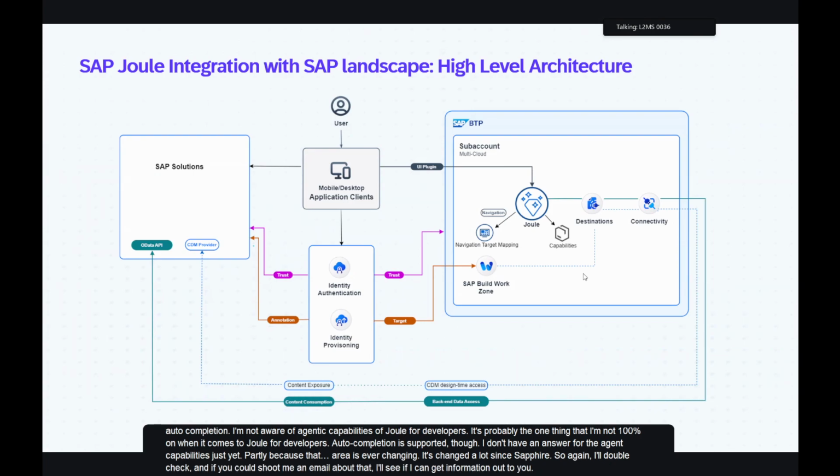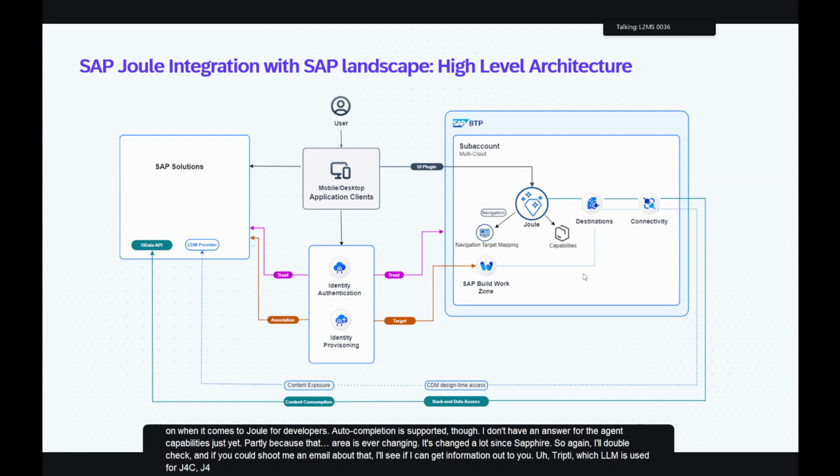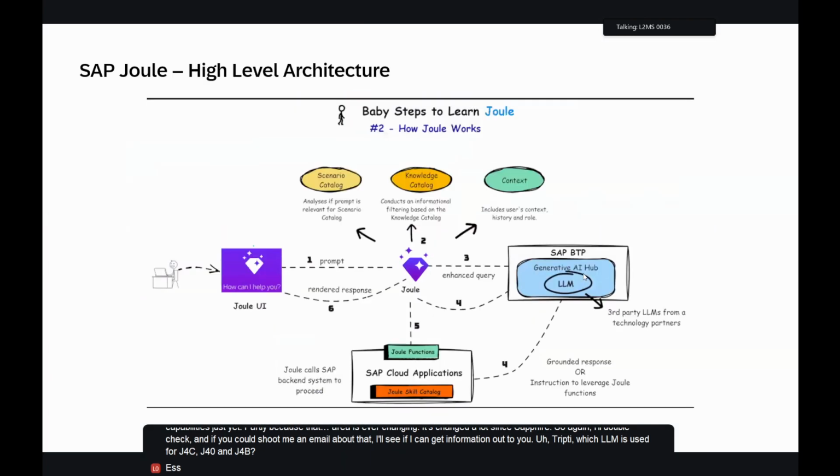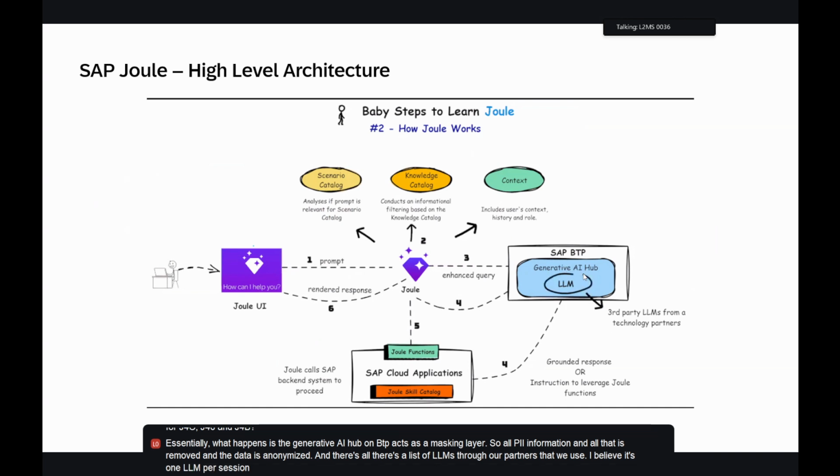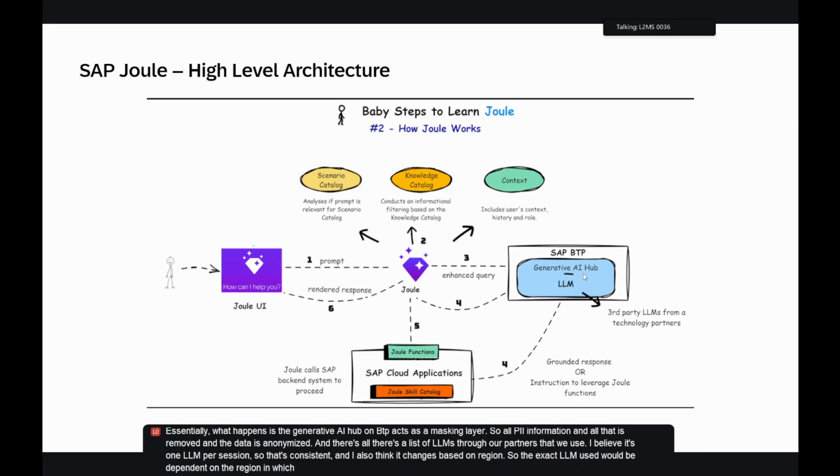Tripti, which LLM is used for J4C, J4D, and J4B? Essentially, what happens is the generative AI hub on BTP acts as a masking layer. So all PII information is removed, and the data is anonymized. And there's a list of LLMs through our partners that we use. I believe it's one LLM per session, so that's consistent. And I also think it changes based on region. So the exact LLM used would be dependent on the region in which you deploy Joule, I believe. But it would be through a list of pre-approved partners, of course.